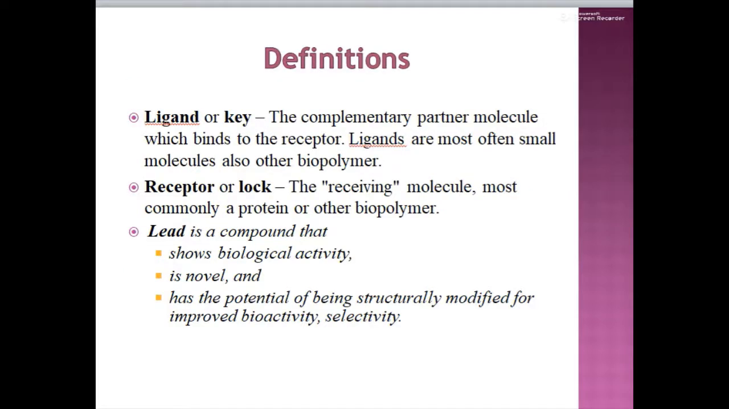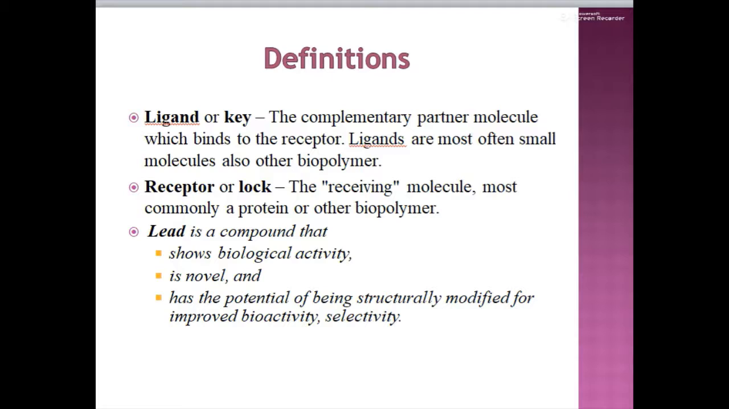Some definitions we come across in the process of docking: you have the ligand, or the key. It is a complementary partner molecule which will bind to the receptor, and ligands are often small molecules. Other biopolymers can also be used. The receptor, or the lock, is a receiving molecule, most commonly a protein or biopolymer, which would be considered the biological target over here.